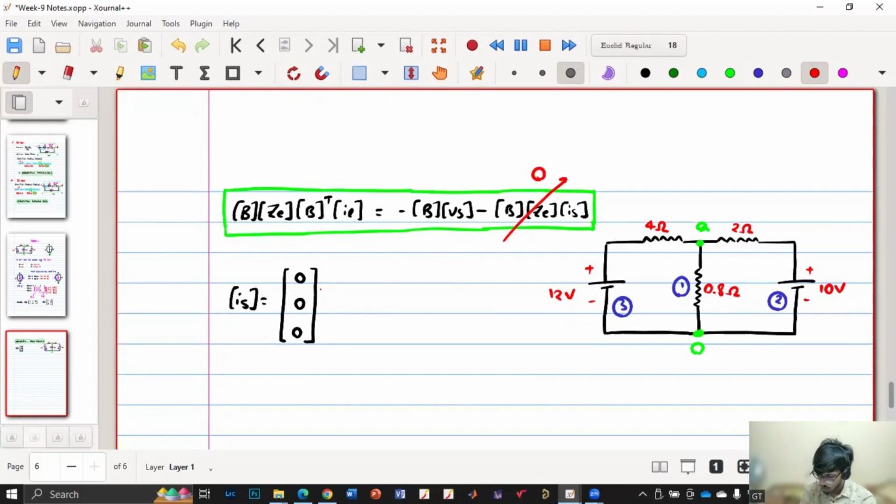Now we know the B matrix and B transpose matrix. We have to calculate the VS matrix and ZE matrix. So what will be our VS matrix? VS is VS1, VS2, VS3. VS1 is of element 1, VS2 is of element 2, VS3 is of element 3. So element 1 is 0, then 10 and 12, right?